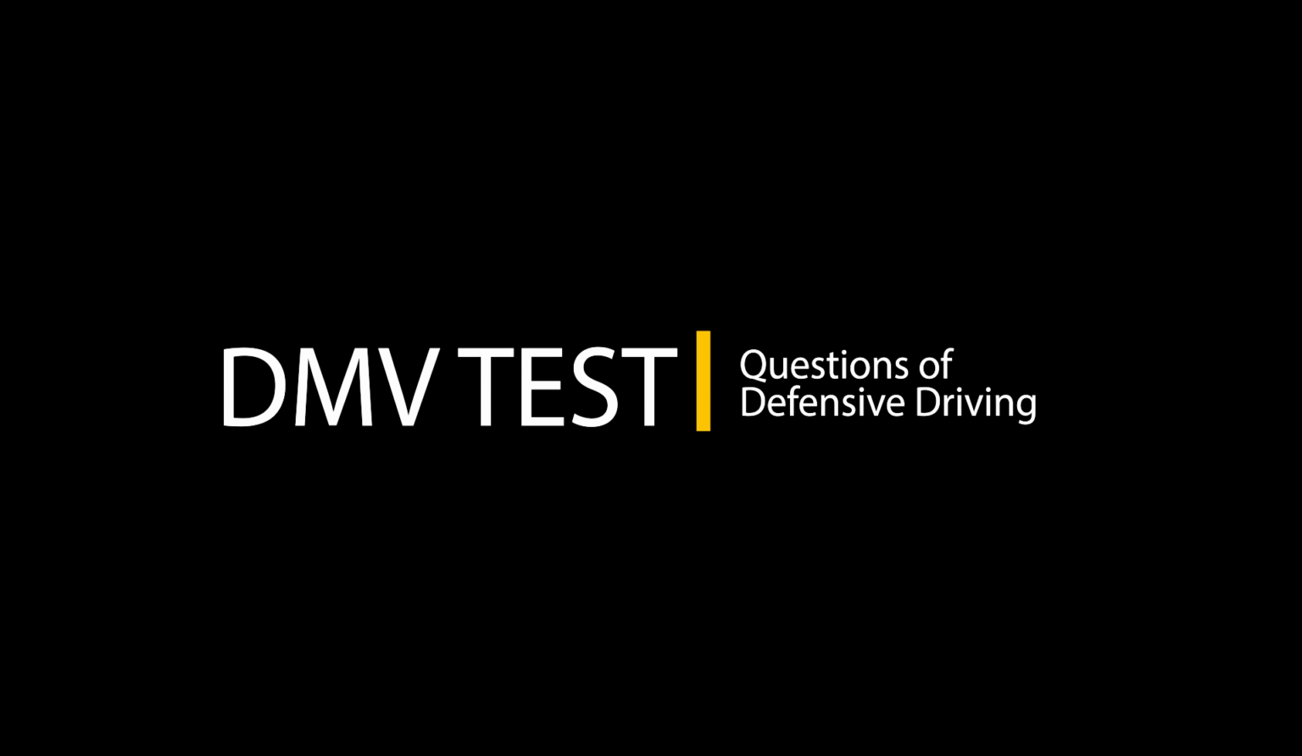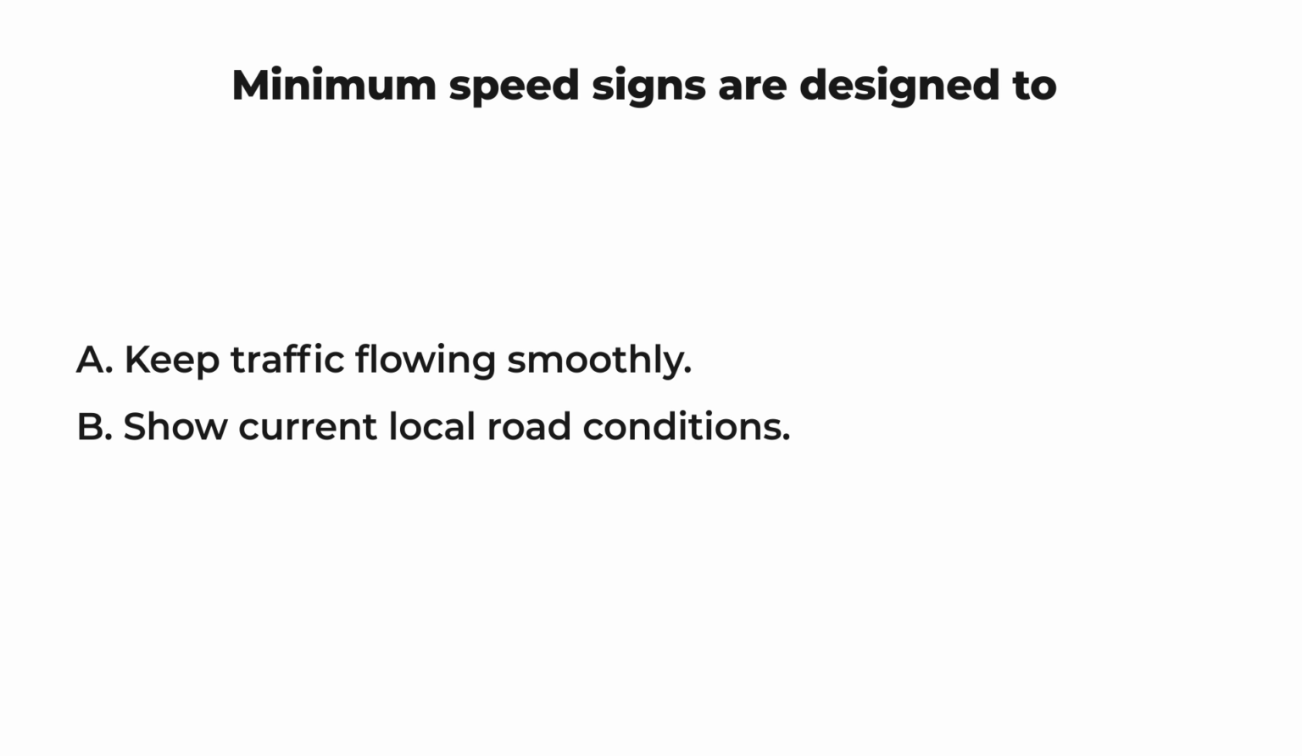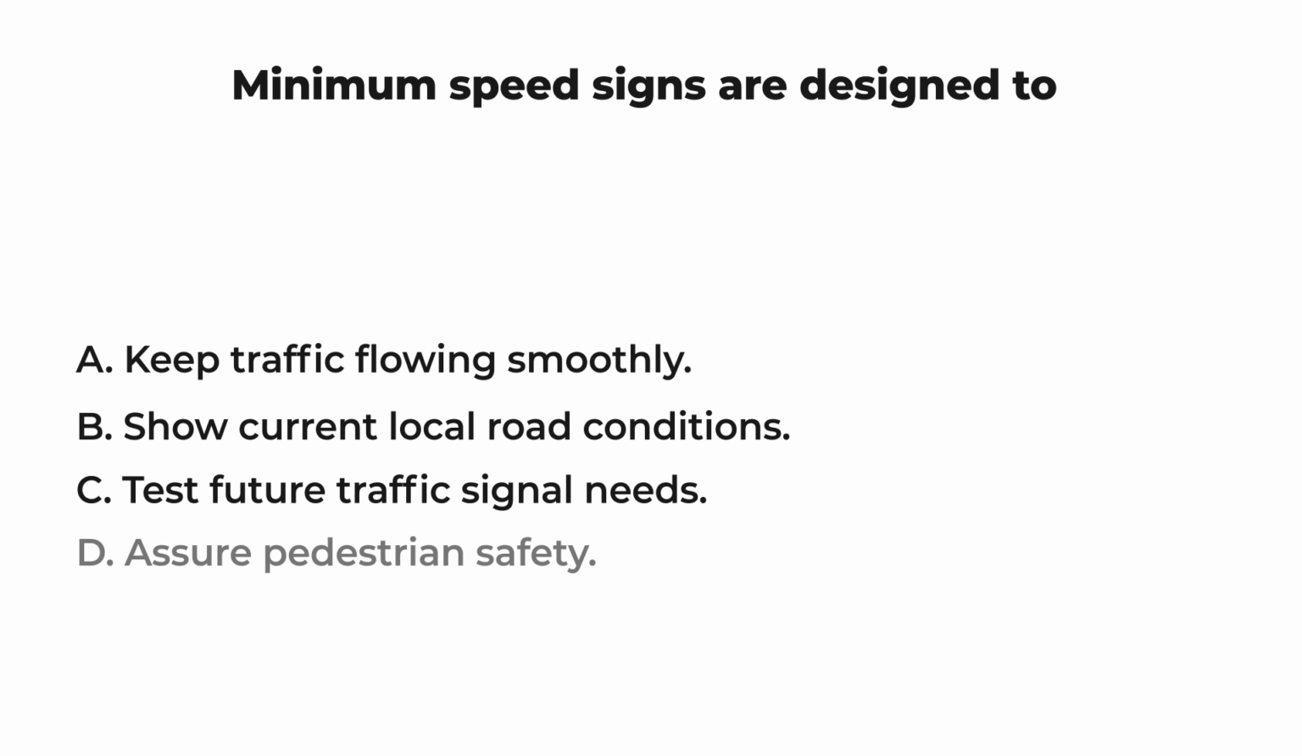DMV questions of defensive driving. Minimum speed signs are designed to: A. Keep traffic flowing smoothly. B. Show current local road conditions. C. Test future traffic signal needs. D. Assure pedestrian safety.